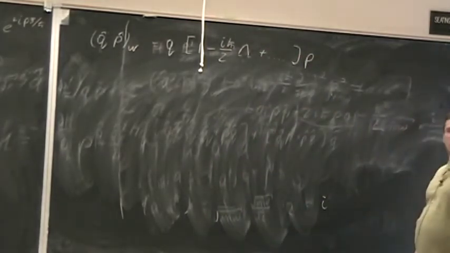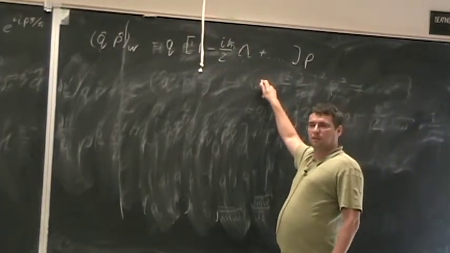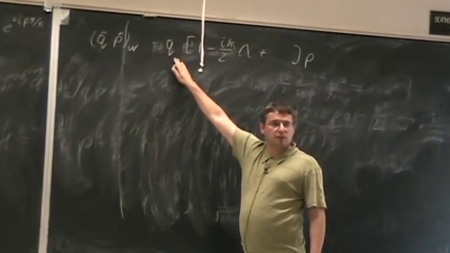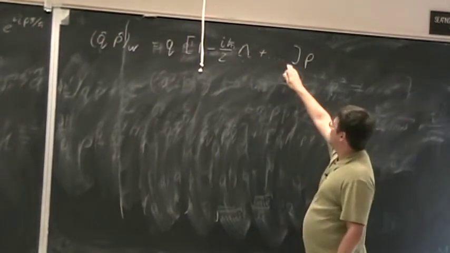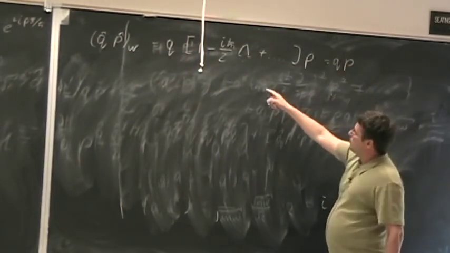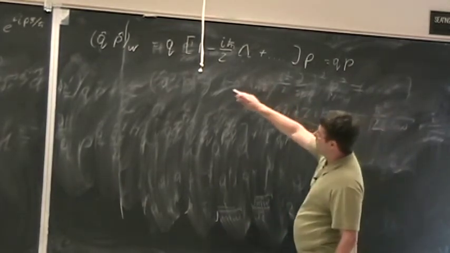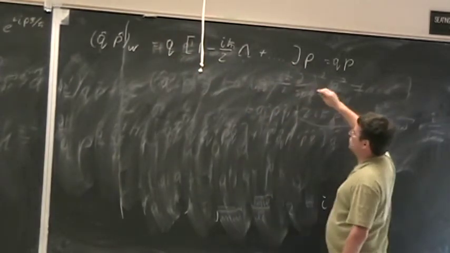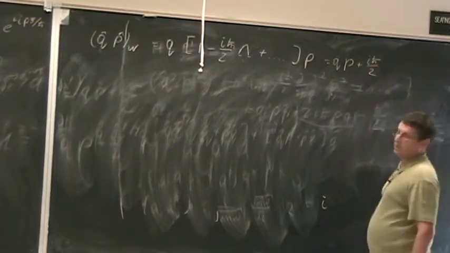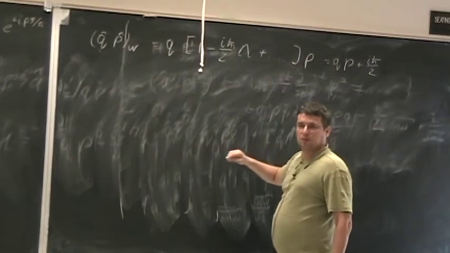Why don't I care about the dots? Because dots involve higher orders of lambda, higher order derivatives. There is nothing that allows me to have a non-zero high order derivative. So at the end, I have to stop at the first order. The first term will give me q times p, and the second will give me just the Poisson bracket of q and p with a minus sign. The Poisson bracket of q and p is minus 1, so it's just plus i h bar over 2. If I change p and q, obviously I will get minus i h bar over 2.